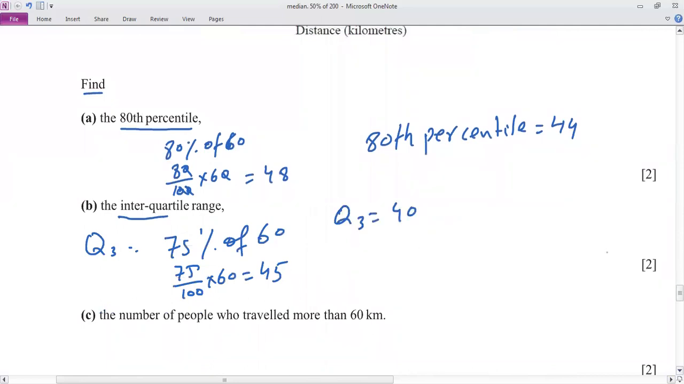Always, the percentile will be on the horizontal axis. From the cumulative axis, we take 75%, then draw the line and come to the horizontal. In the same way, what will be Q1? It is 25% of the total, so 25% of 60, meaning 25 over 100 times 60.